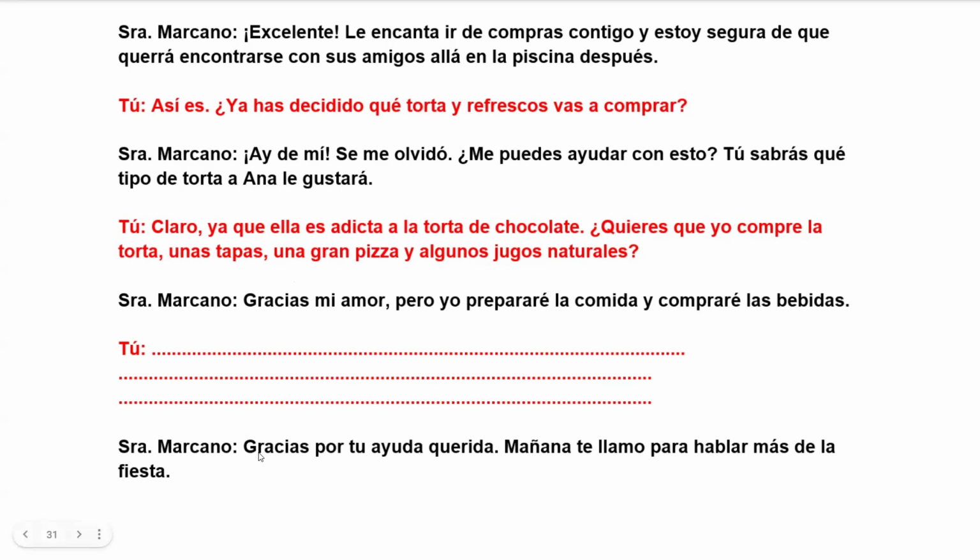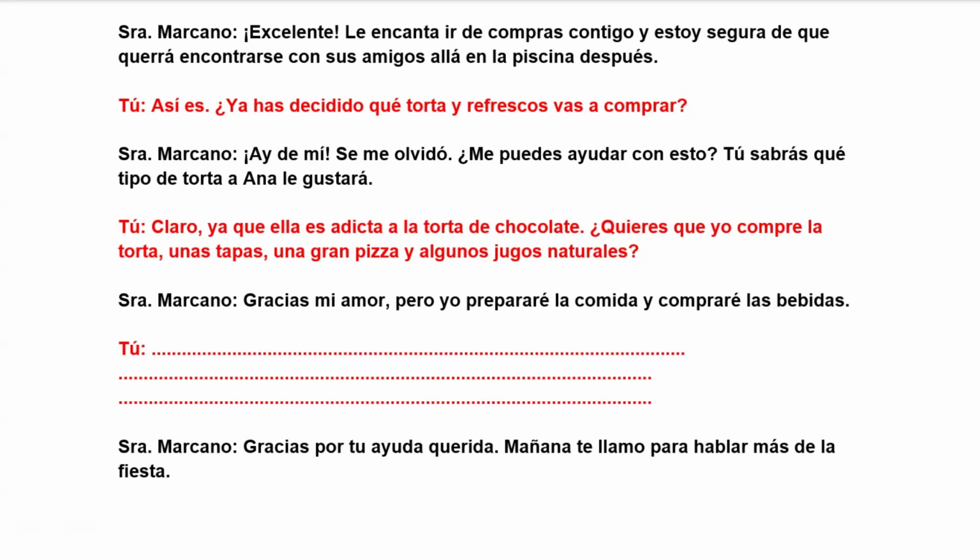So below where we have to give a response, she says, gracias por tu ayuda, querida. Mañana te llamo para hablar más de la fiesta. Okay, so thanks for your help there. Tomorrow, I'm going to call you to talk more about the party, or to talk about the party in more detail, anything like that, right? So that is the context of the conversation, right?